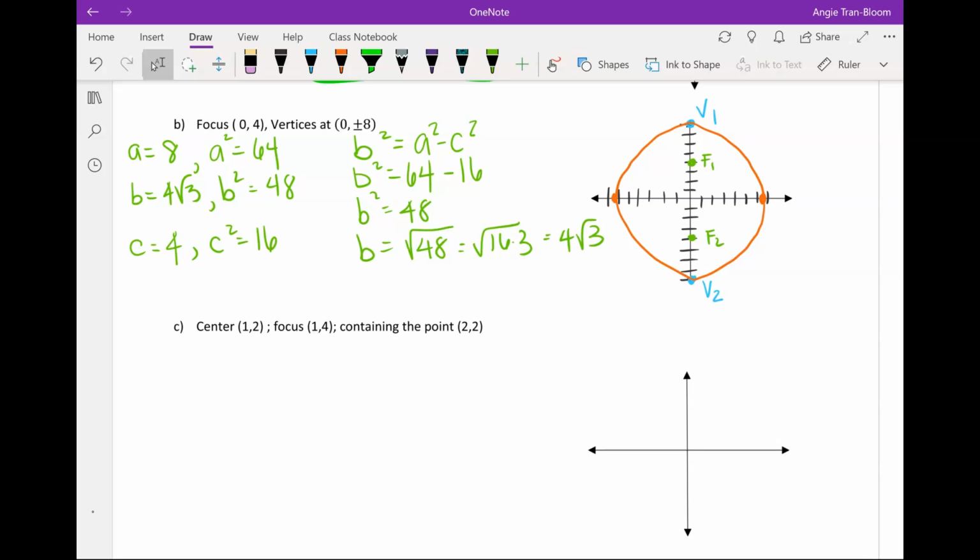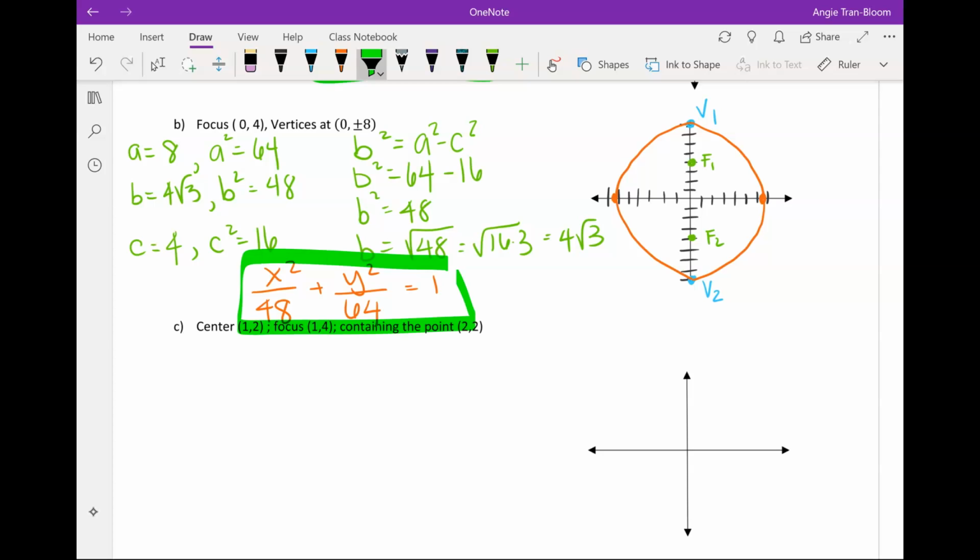Is the center still at 0, 0? Yeah, so we're going to start with x squared over something plus y squared over something equals 1. X squared should be over what? B squared. And what's your B squared? 48, yep. Okay, because it's more vertically, right? And that means y squared should be over a squared, which happens to be 64. Box that up.